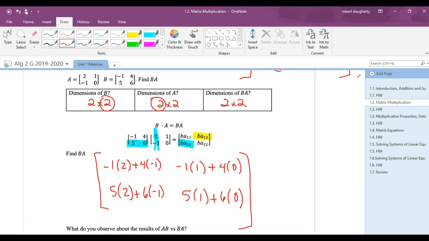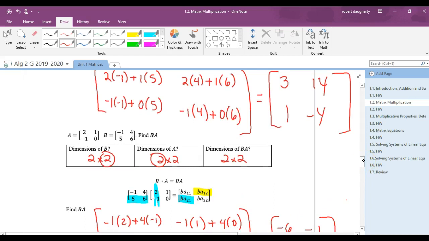And now it just turns into arithmetic. So this is -2 plus -4. That's what? -6. -1 plus 0. -1. 10 minus 6. 4. And 5 plus 0 is 5. Okay. So I found that BA is equal to this, right? And AB is equal to this. So you see AB and BA are not the same thing, okay?